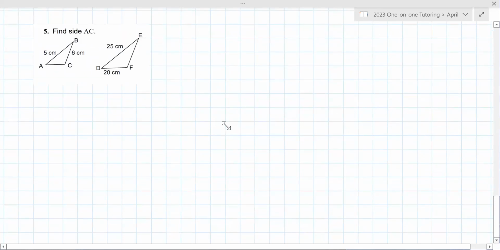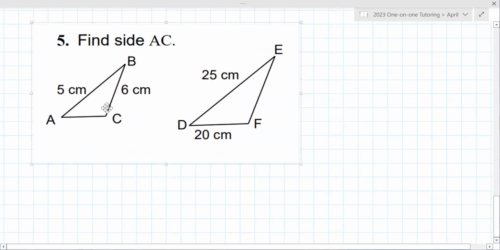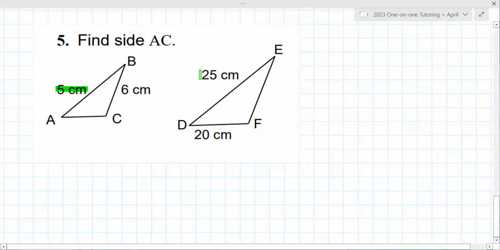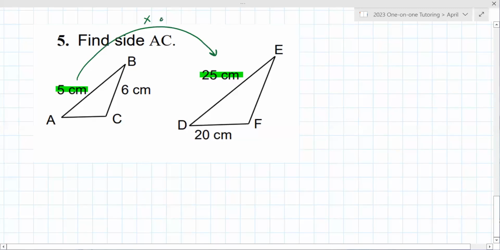All right, so here are two triangles that are similar. The one on the left is similar to the one on the right, okay? And the idea here is that these sides are sort of linked up. So this 5 centimeters is linked up with this 25 centimeters, okay? And you have to say to yourself, well, how do I go from 5 to 25? And it's always, you're either multiplying or dividing.